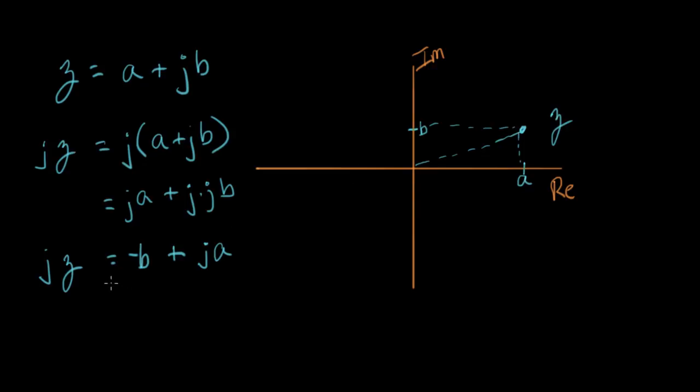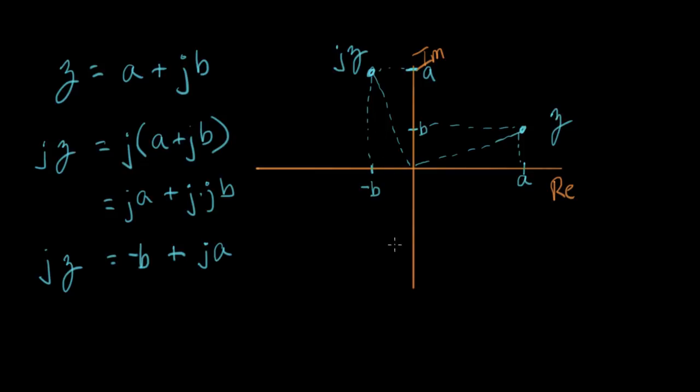So now let's put jz on the same plot. Jz has a real component of minus b, so that would be right about here. Here's minus b. And it has an imaginary component of plus a. So let's swing a. A goes all the way up to about here. And so that's the location of jz. And let me draw the hypotenuse of that. This is the vector representing jz right there.